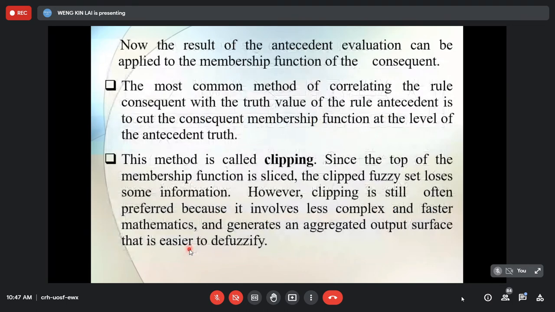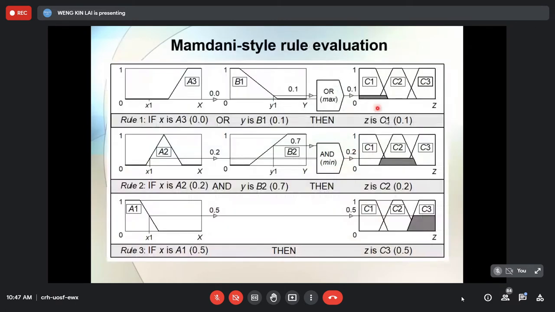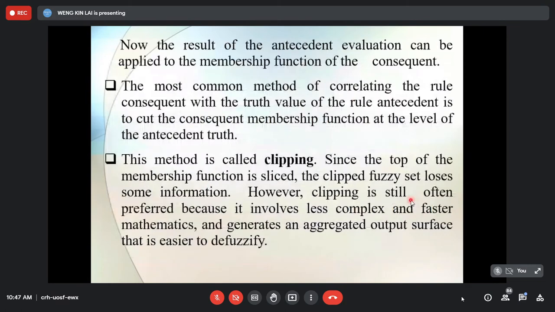So now the result of your antecedent evaluation can be applied to the membership function of the consequent, which is this part here. But there are 3 different areas. How do I aggregate? How do I combine them? We look at this in the next part.